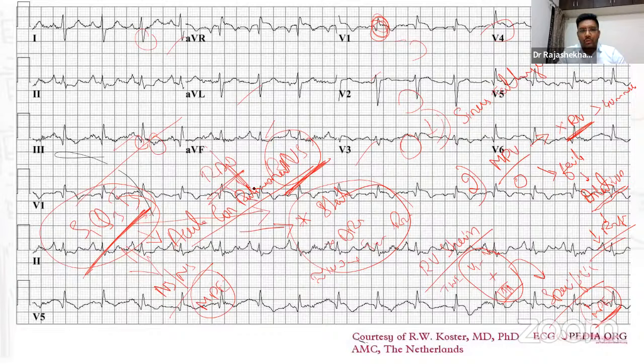The acute cor pulmonale, the only cause is not massive pulmonary embolism. It can occur in status asthmaticus. It can occur in tension pneumothorax, and it can occur in ARDS also. So you should know this. The S1, Q3, T3 sign is also called the McGinn-White sign.